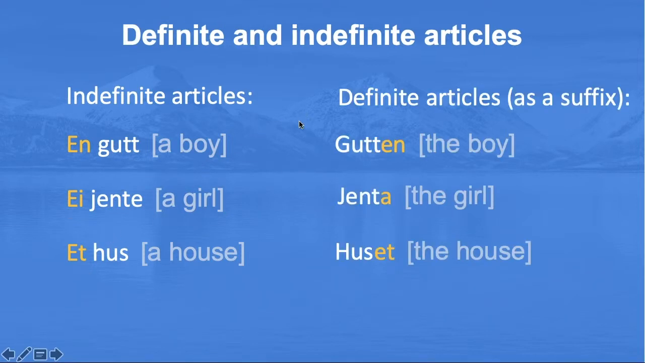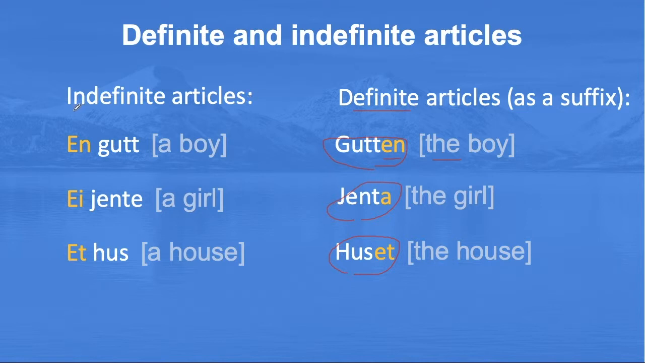While, on the other hand, we have the definite articles. In Norwegian, they are coming at the end of the word and not in front of the word as in English. But when we say gutten, the boy, jenta, the girl, huset, the house, here we are actually speaking about specific things. That particular boy, that particular girl, that particular house. So that is why these suffixes in Norwegian are called definite articles, because we're speaking about specific things.